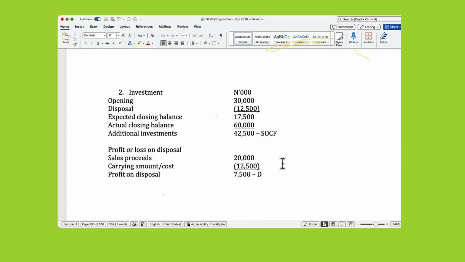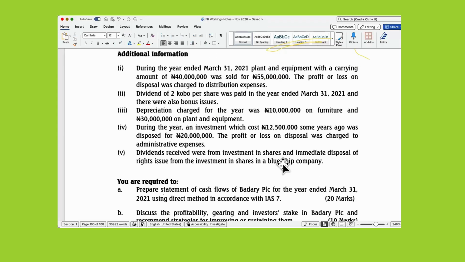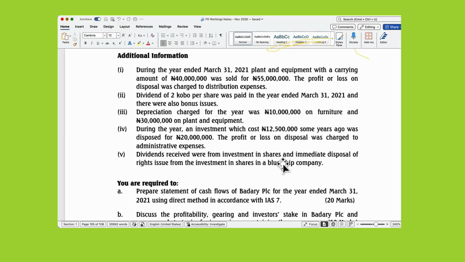Admin is an expense, yes. So you cannot say possibly it was charged to admin. Let's look at the question. It's not about whether it will reduce our profit or not. It was charged to admin, so it will have reduced admin before.